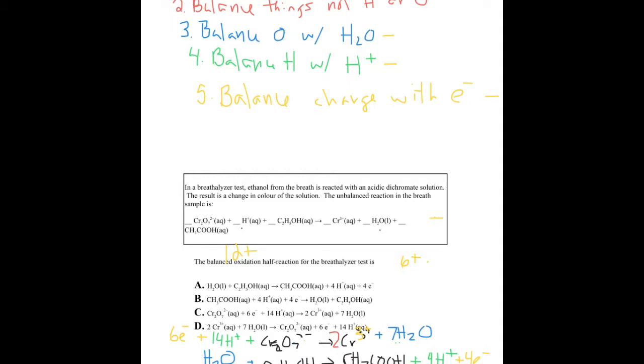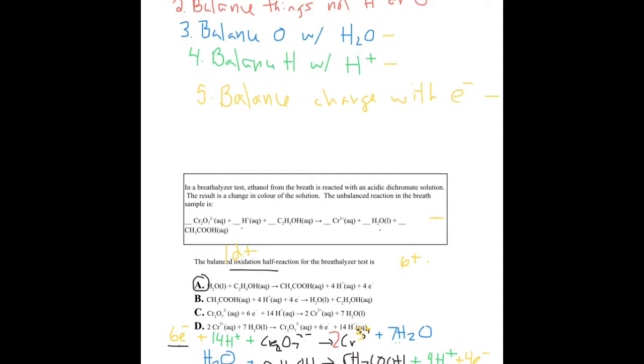This top one has electrons as a reactant, so this is reduction. It is gaining electrons, so this is my reduction half reaction. This bottom one has electrons as a product, so it is losing electrons. That's oxidation. So when this question asks for the balanced oxidation half reaction, that would be this bottom reaction, and when I look at all the options, that would be A would be the answer.